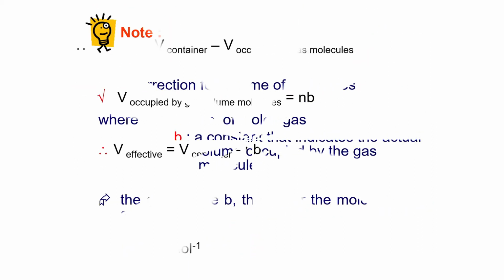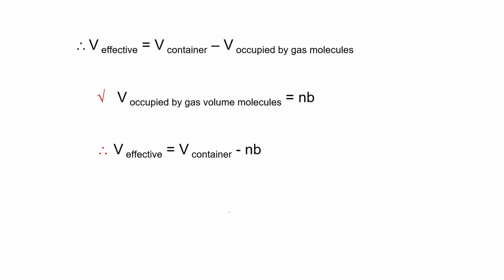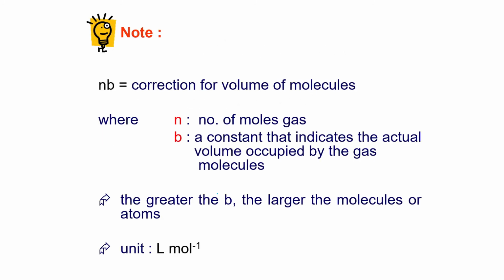So V effective dia kita akan ambil kira untuk correcting factor nb. Thus V effective is V container minus nb. nb is the volume occupied by the gas. So correcting factor untuk volume adalah nb, di mana n adalah bilangan mole, b adalah constant that indicates the actual volume occupied by the gas molecules. Jadi semakin besar nilai b, the larger the molecules or the atom. And unit untuk b adalah liter per mole.